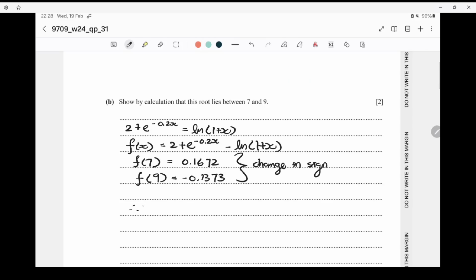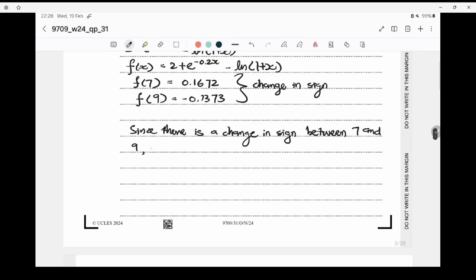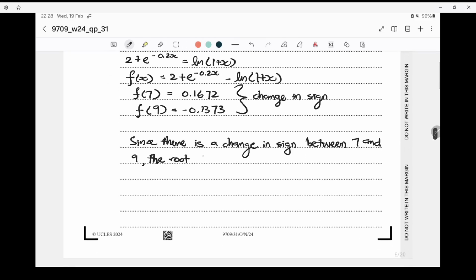therefore, perhaps you can write some sentence. Since there is a change in sign between 7 and 9, the root lies between 7 and 9. So that's what you need to show.